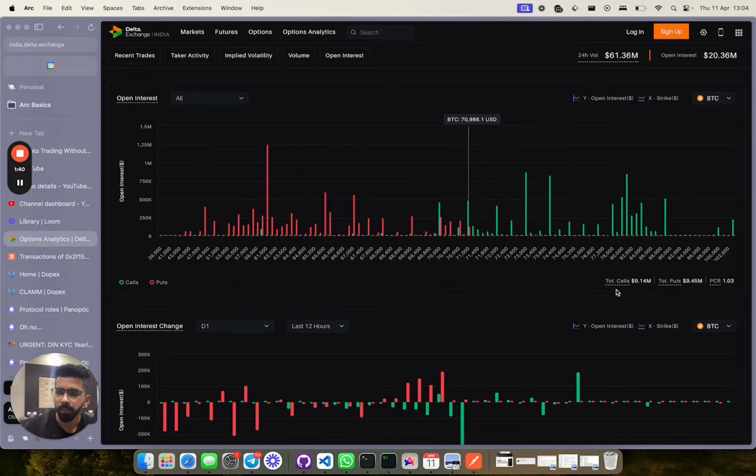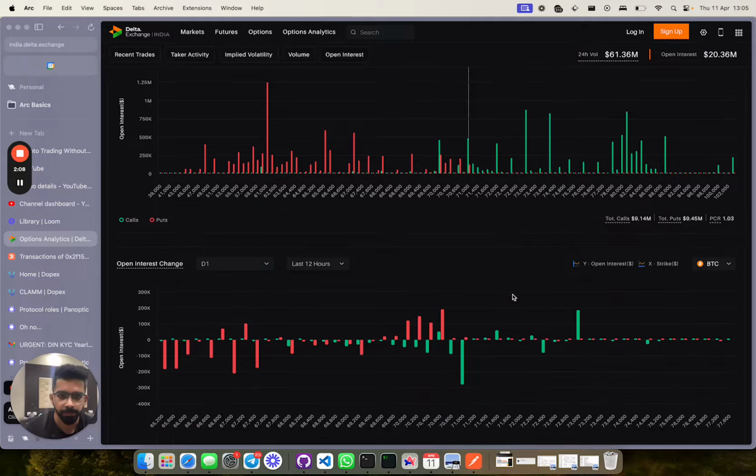Also, the total call open interest is $9 million and the total put open interest is $9.45 million, which gives us a PCR ratio of 1.03. What is the PCR ratio? PCR is the put call ratio, and it is usually used as a contrarian indicator. A higher put call ratio would mean that the market is bound for a reversal, and a lower put call ratio would mean that there would be an upcoming bullishness in the market.